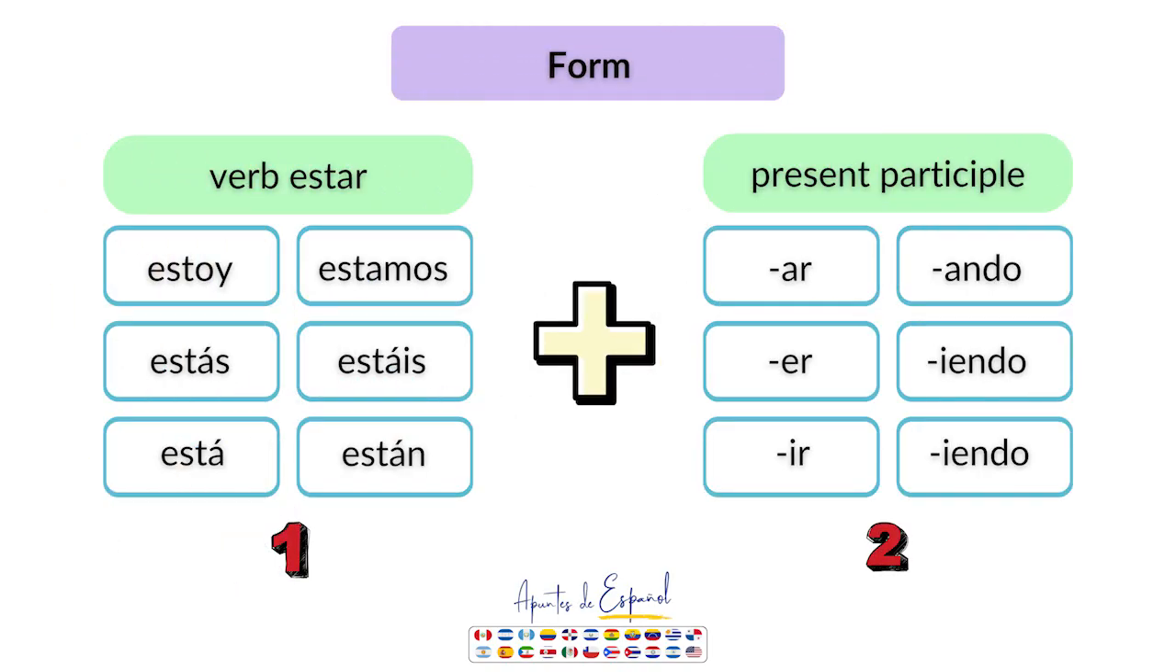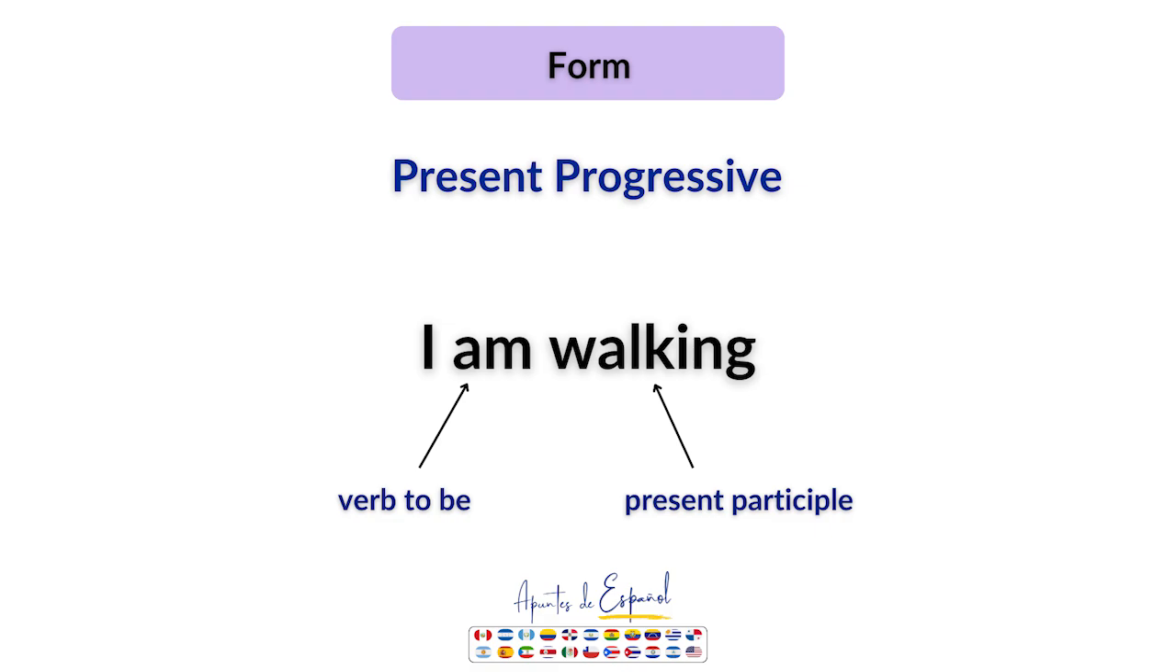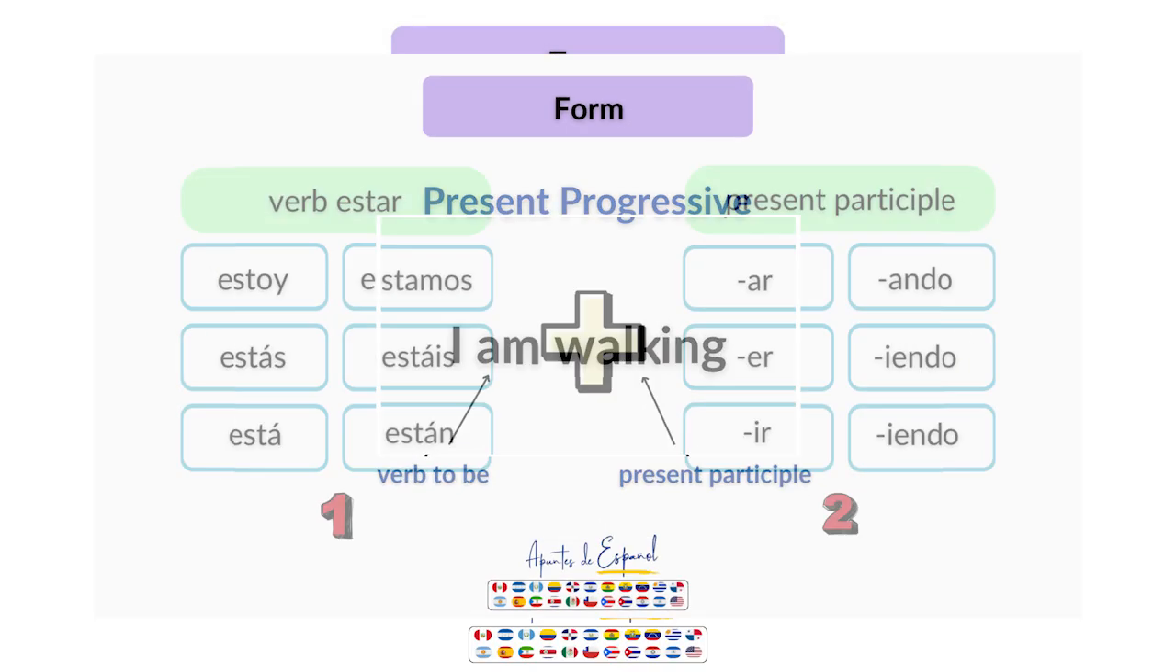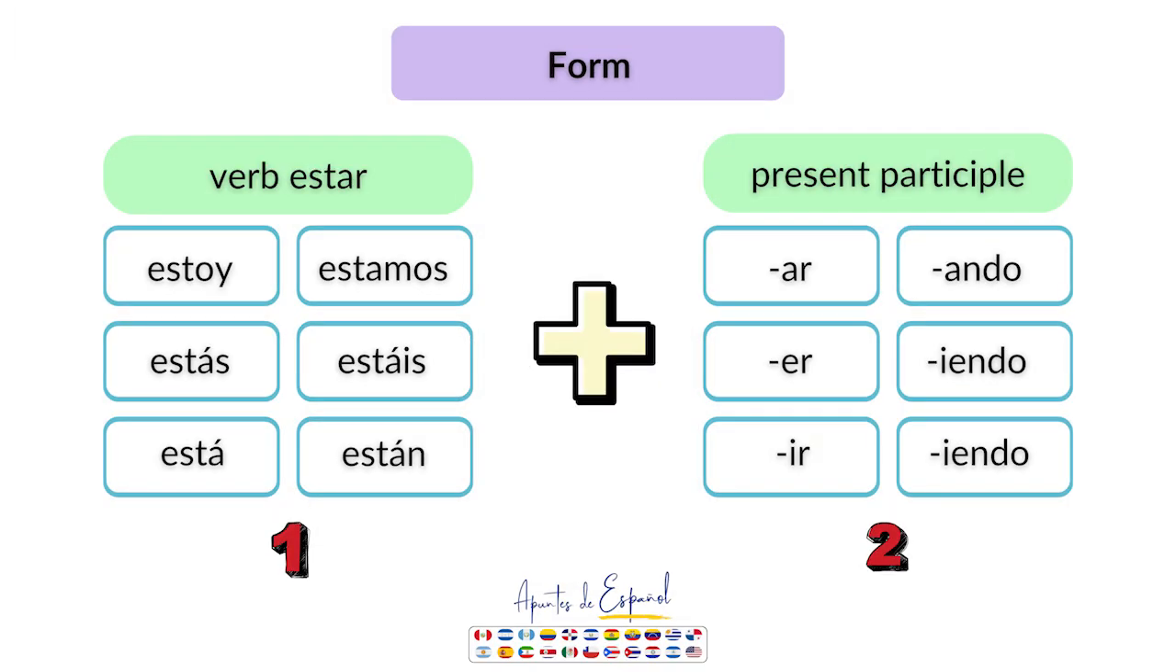How do we form this present progressive? We need two elements to form the present progressive. Imagine in English you will say, for example, I am walking. In I am walking, you are having two elements. We have the I am, the first verb, which is estoy, and then we have walking, which is in grammar the present participle. In Español, to say walking, you will have to say andando. So the ing will turn into ando for AR ending verbs and yendo for ER and IR ending verbs. So we were using one form of the verb estar plus the present participle.